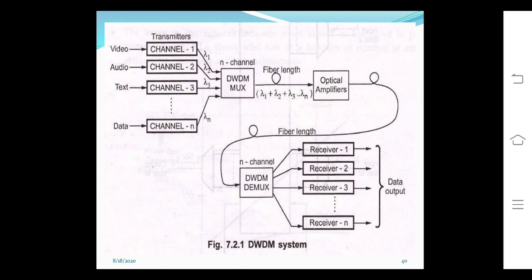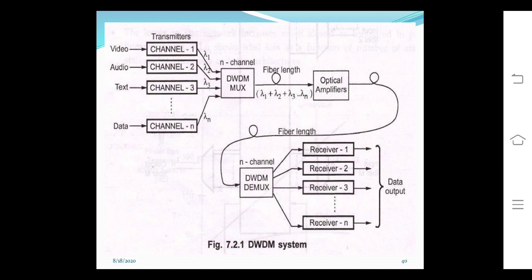The DWDM multiplexer will handle all these channels and transmit them through a single optical fiber. In that, all the wavelengths are traveling. So n number of wavelengths, lambda 1, lambda 2, all the wavelengths are being transmitted through this fiber, and then it reaches the amplifiers. Amplifiers will amplify the power of the optical signal traveling through the fiber.